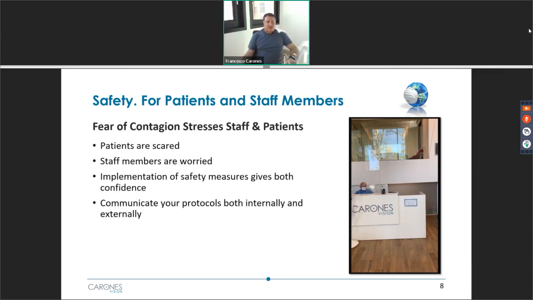So patients are scared, staff members are worried. The implementation of safety measures may really give patients and staff the confidence that we are taking care of the 2 groups, the staff and the patients. And I think it's extremely important at this point to try to communicate as much as possible all the protocols that you have, not only internally but also externally, to gain back this confidence that I was talking to you about.